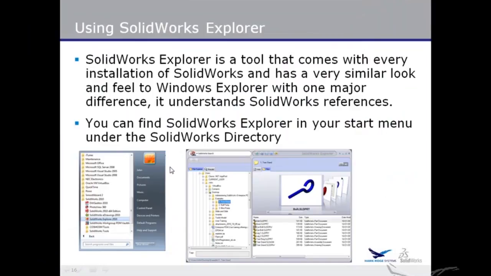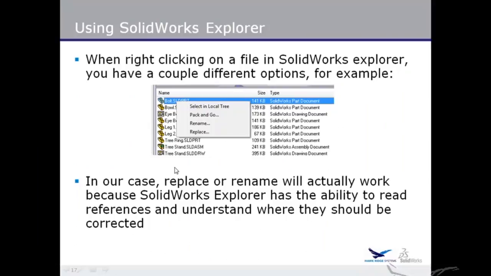So if we go back to the PowerPoint presentation for a second, when you right-click on a file in SolidWorks Explorer, you're going to see a couple different options. You can select it in the local tree, which is just the left side versus the right side. You can do a pack and go on the file. And for those of you who don't know what pack and go is, it is this fantastic tool SolidWorks introduced a couple years ago that will read references and package up a group of files, say an assembly and all its part documents, and move them to a different location or copy them to a different location.